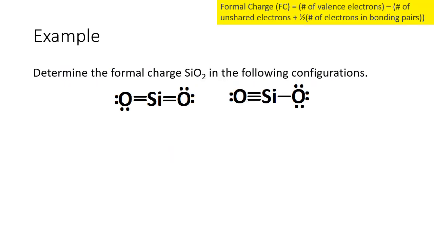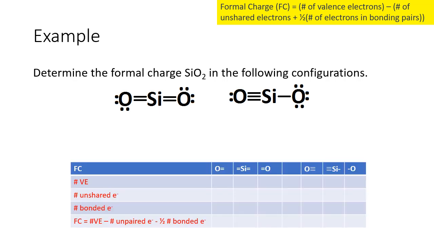All right, let's try to decide between two possible representations of silicon dioxide. So we have one where we have double bonds on both sides of the silicon, and one where we have a triple bond and a single bond. Now, I like to make tables to help me organize information like this, because otherwise it gets a little bit overwhelming. But we're going to use that equation that we have in the top right corner.